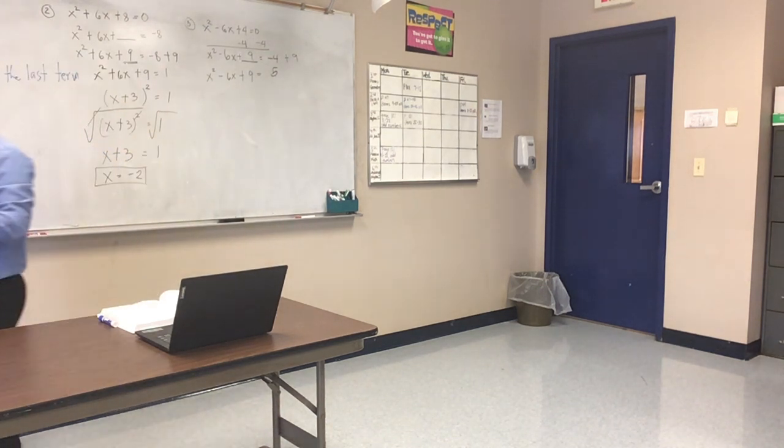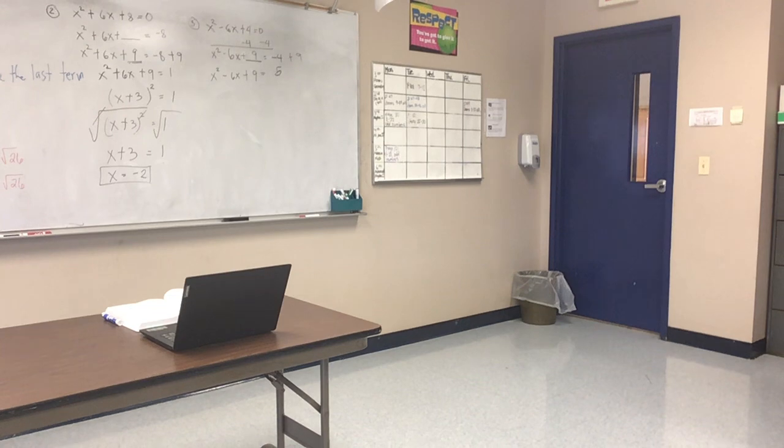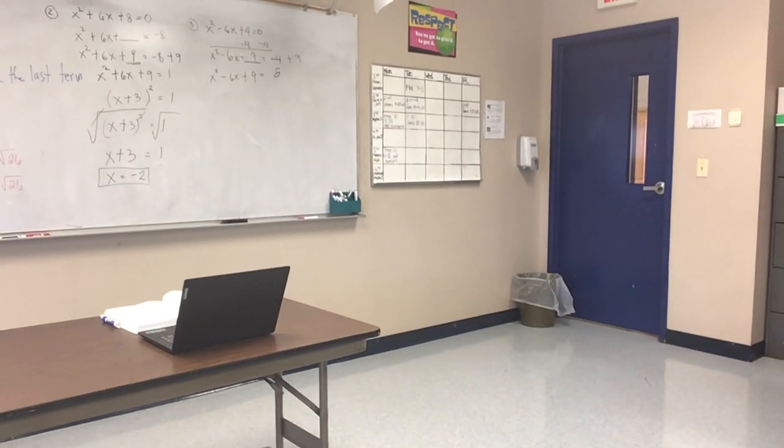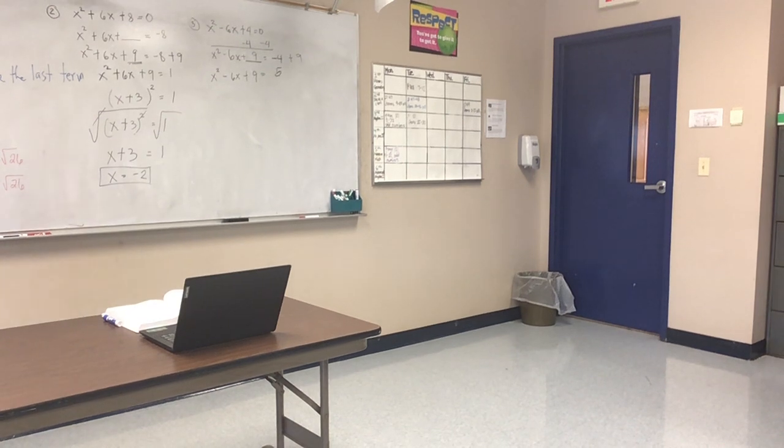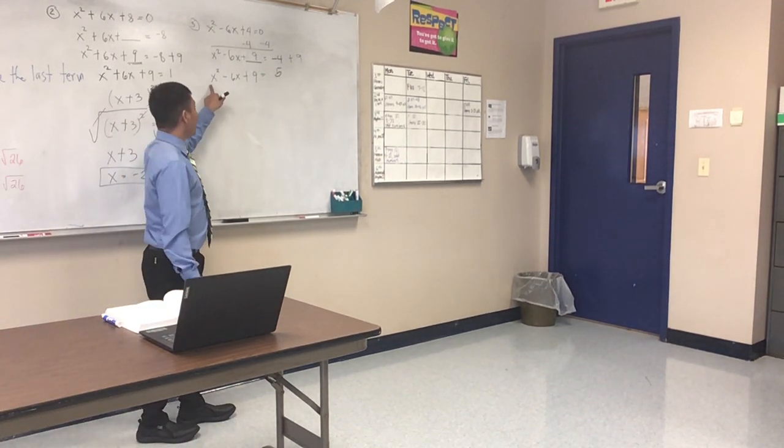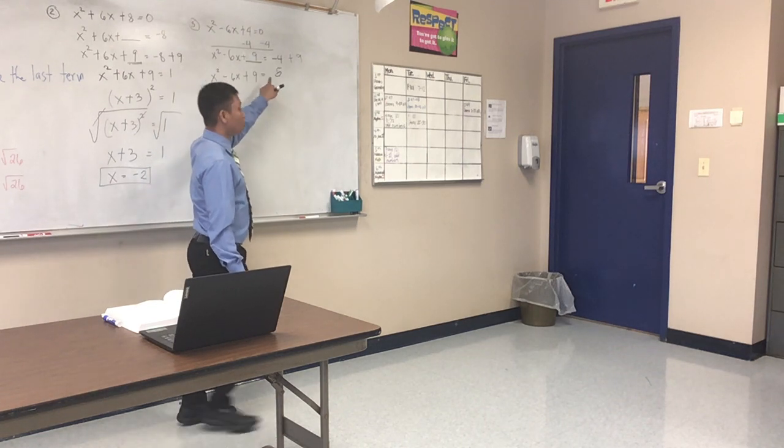Okay, Christian, what's our next step? Turn it into a perfect square. Okay, perfect square. So we have the trinomial x squared minus 6x plus 9 equals 5.